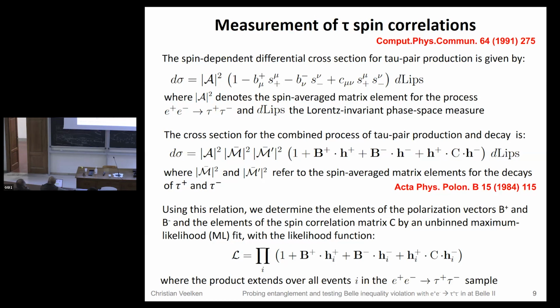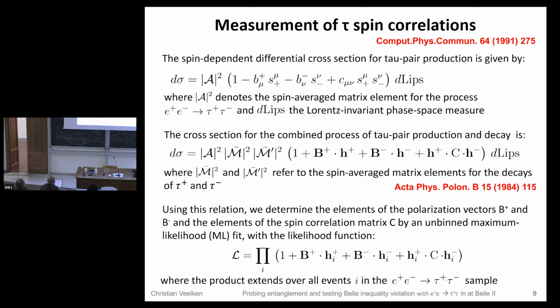Everyone who analyzed top decays knows this by heart, I think. The only difference is that in top decays, you have here the momentum vector of the charged lepton, and for us it is the polarimeter vector. Everything else is exactly the same. The symbols M and M dash are the spin averaged matrix elements for the tau pair decays.